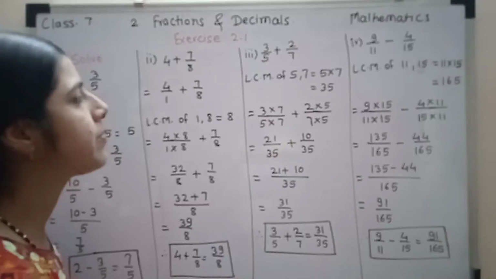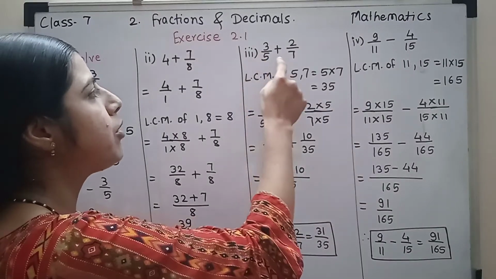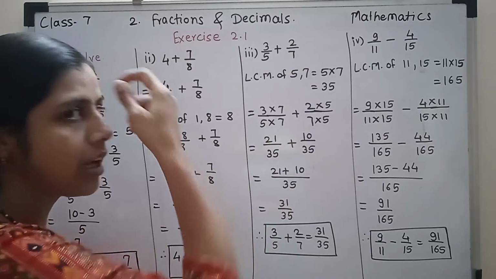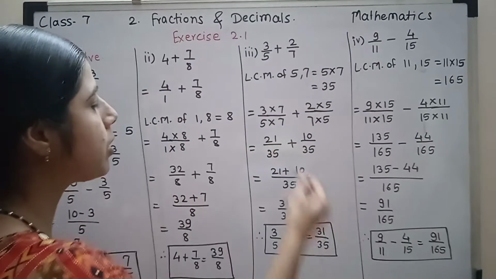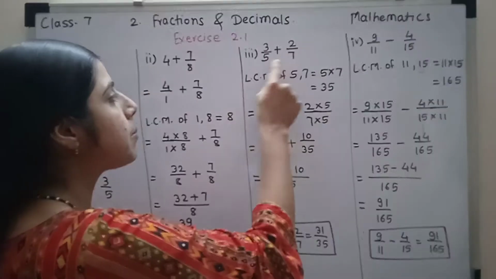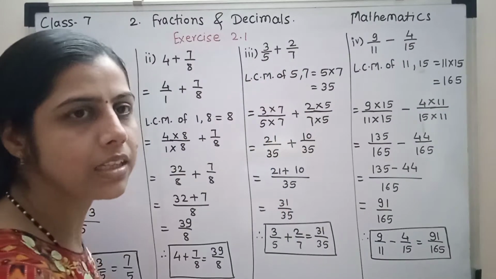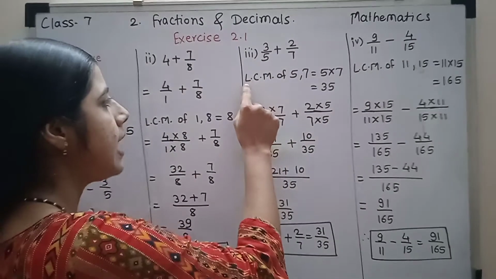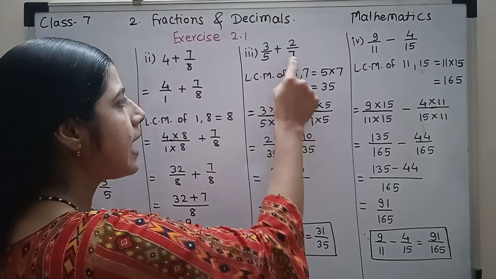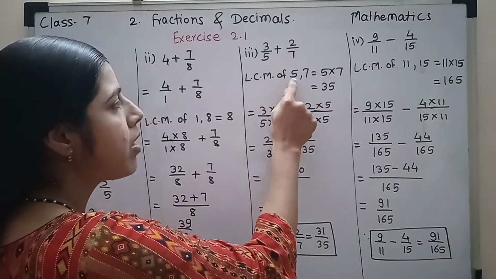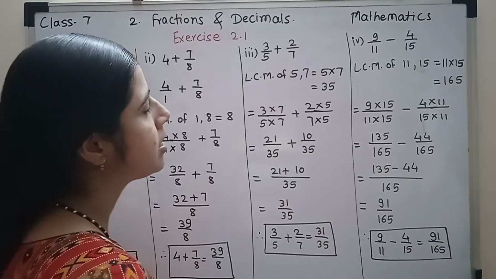Moving to the next sum. This is 3 upon 5 plus 2 upon 7. If you observe here, both fractions have different denominators. So we need to take the LCM of 5 and 7. LCM of 5 and 7 is equal to what?